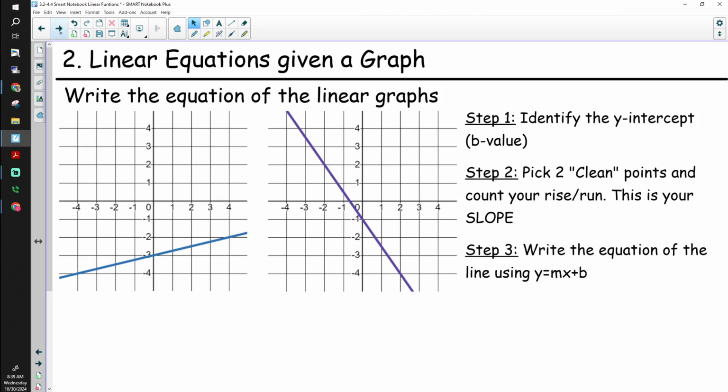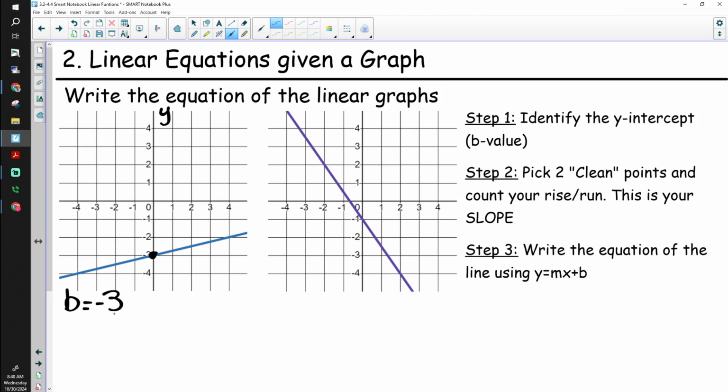y-intercept. I know this is the y-axis. So I'm looking for where does my line cross the y-axis? Where does it cross? At what number? -3. My B value is -3. That's not enough to write the line.